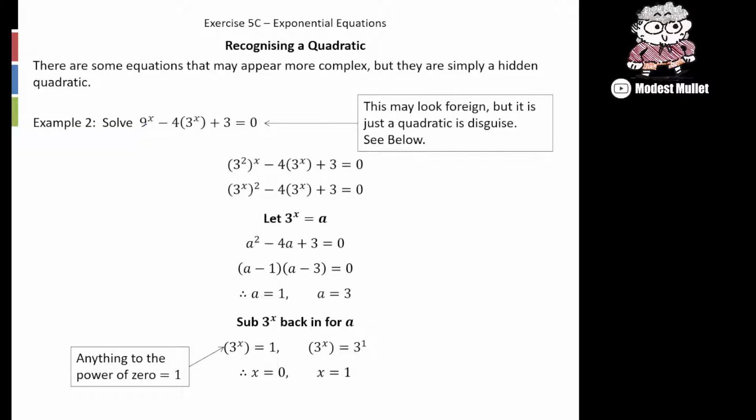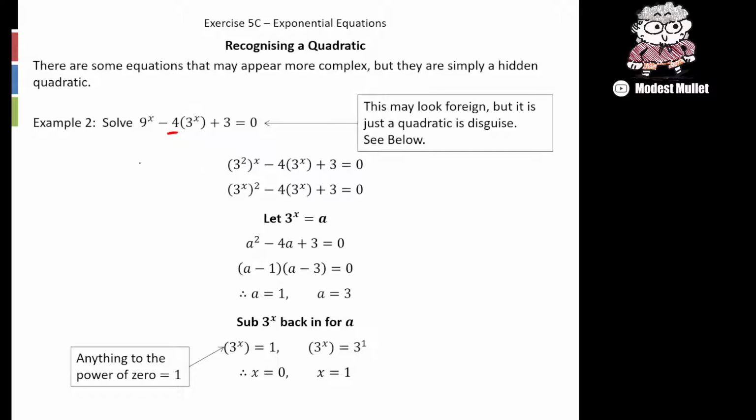So we have a look at this one. We have 9 to the power of x minus 4, which is the coefficient, 3 to the power of x plus 3 is equal to 0. Now there's a couple of giveaways that this is a hidden quadratic. One is equal to 0, but sometimes this could have been equal to -3, but equals 0 because that's what we let polynomials equal to then solve. The other is that it has a coefficient of the exponent. That also sort of screams that there might be a hidden quadratic.